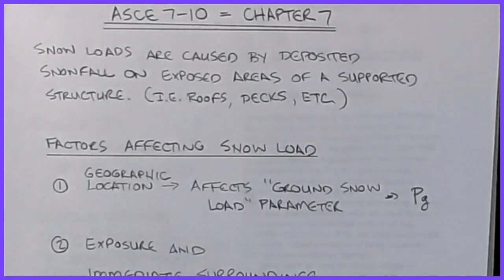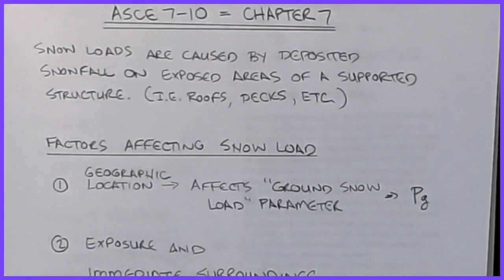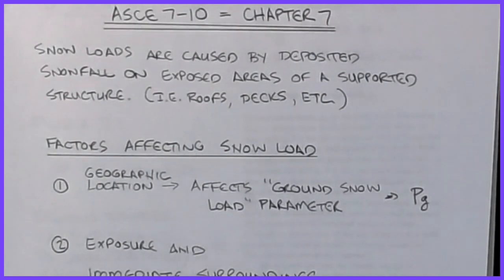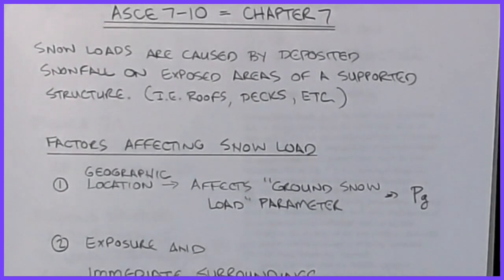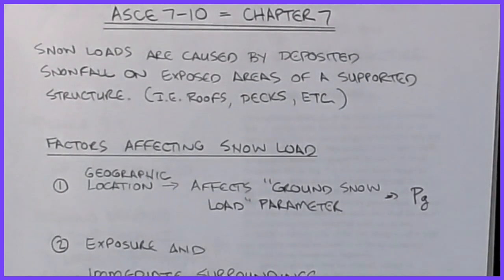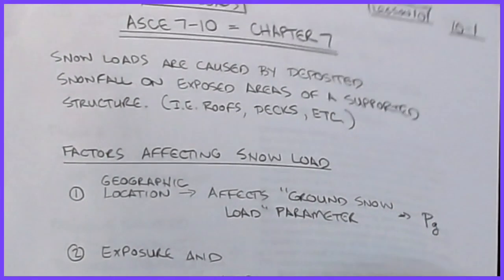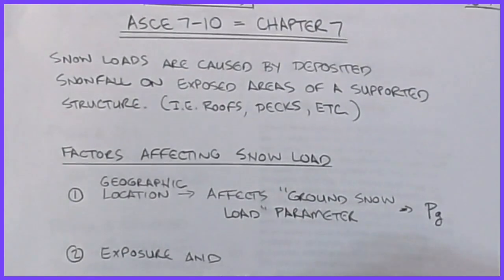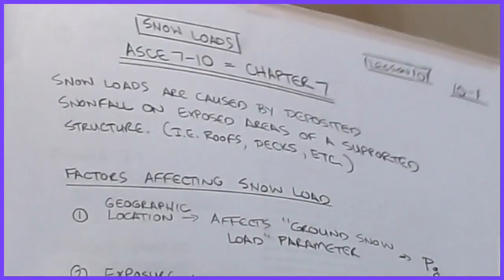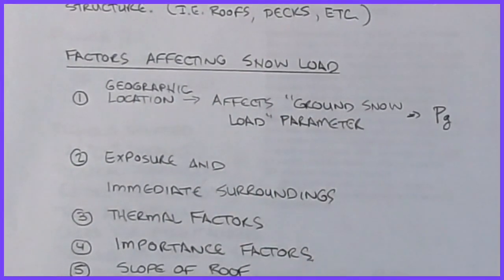So for us, snow loads are caused by deposited snowfall on exposed areas of a supported structure. That's the technical definition of what a snow load is, according to ASCE 7-10. Now, the provisions that we're going to be looking at are all located in Chapter 7, and we'll talk about things like decks and roofs and pitches and thermal factors and all sorts of other things, and we'll walk our way through some of those factors.